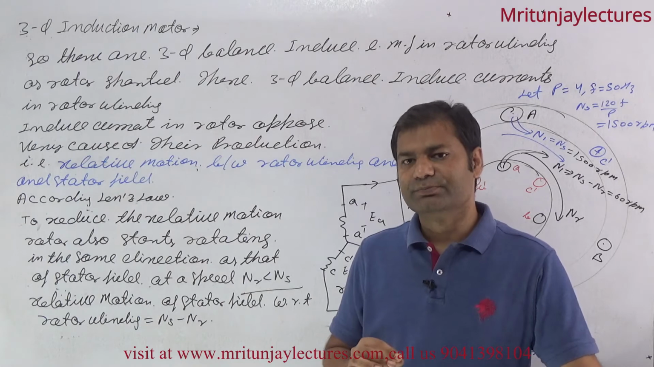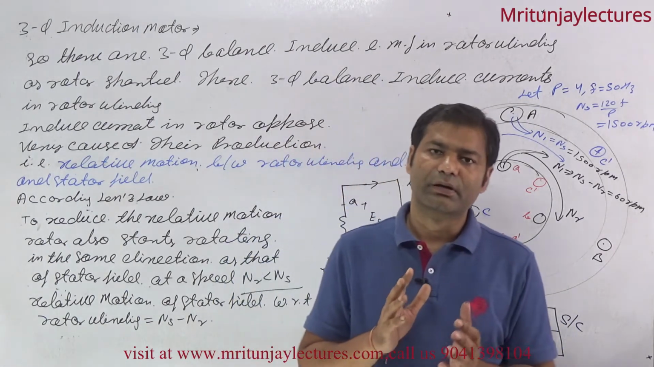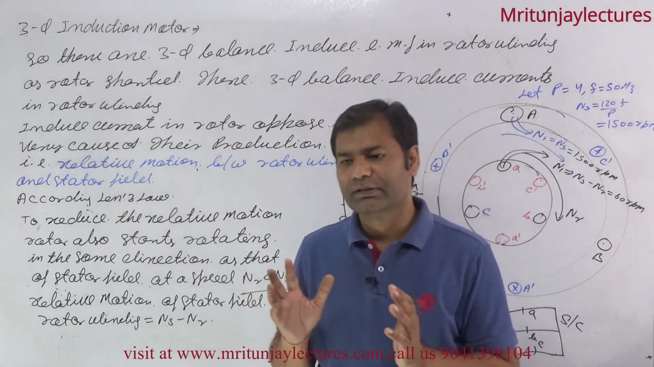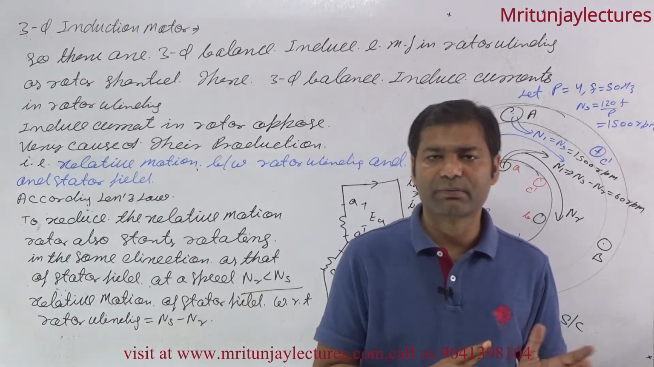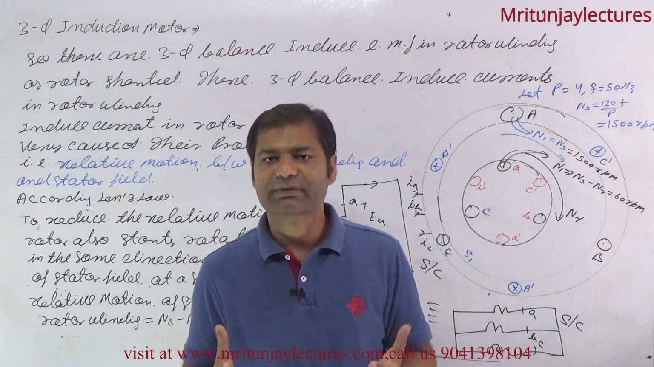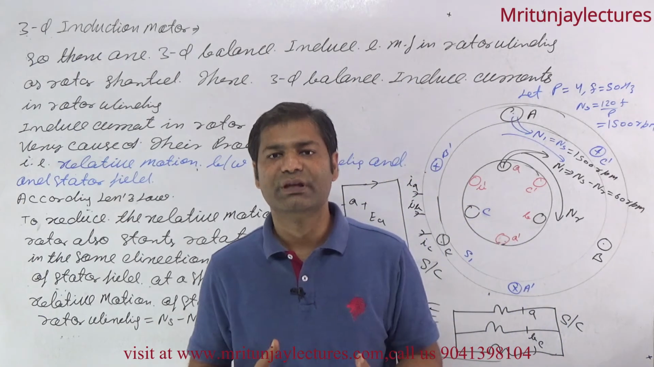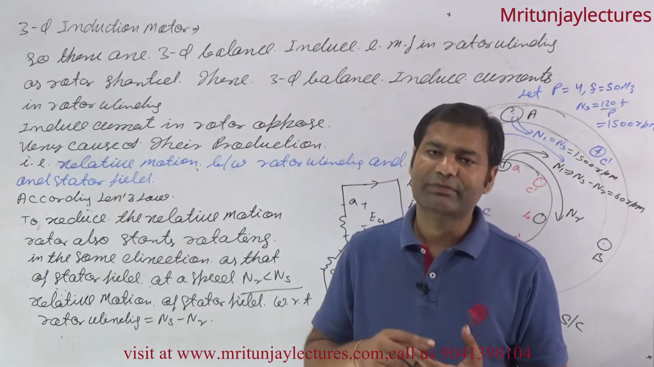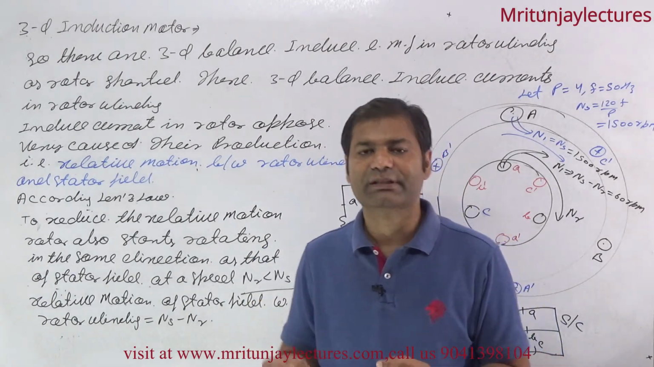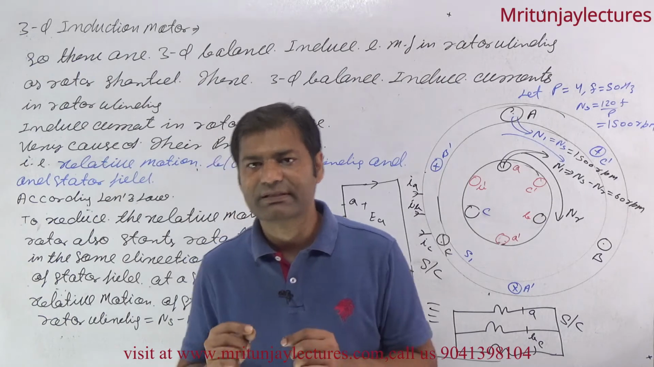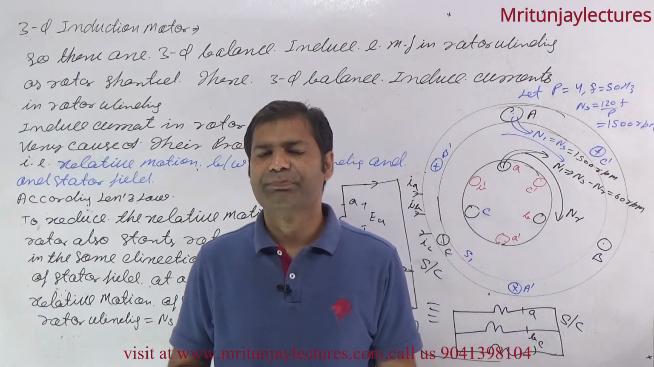Okay, so you know that if a conductor sits in a magnetic field and the magnetic field is rotating, or the conductor is rotating, or both are rotating, then relative speed occurs. If relative speed occurs, then EMF is induced in the conductor. And if the conductor is short circuited, which is the basic concept, then induced current is also generated in the conductor. Same procedure here also.